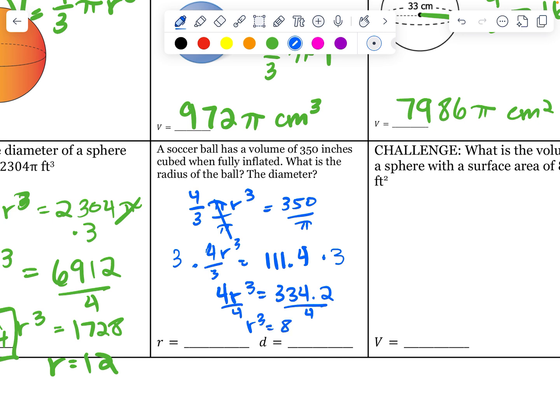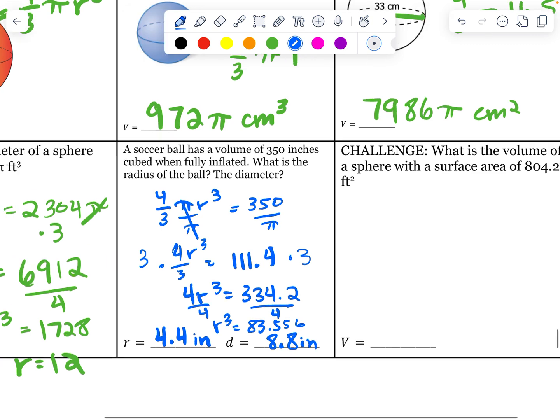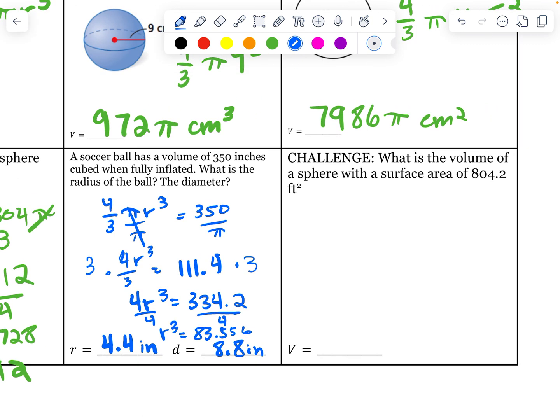I'm going to leave it in my calculator and not round until the very, very end because now I want to find the cube root of that. So I'm going to go 3, second, cube root. I'm going to arrow up to bring down my answer. So 83.5563 gets me a radius of about 4.4. If your rounding is a little bit different, not a huge deal. 8.8 inches. Challenge. What is the volume of a sphere with a surface area of that?